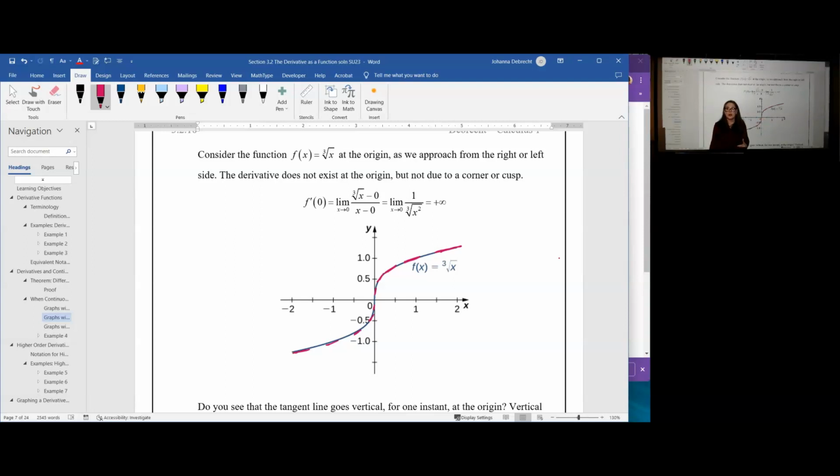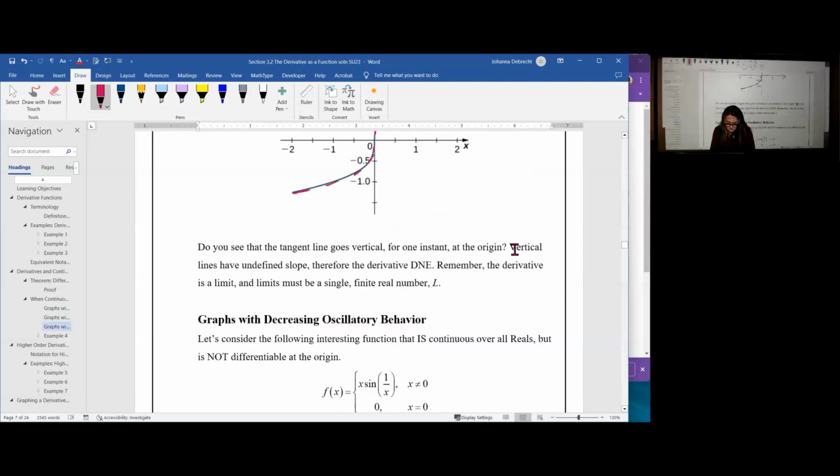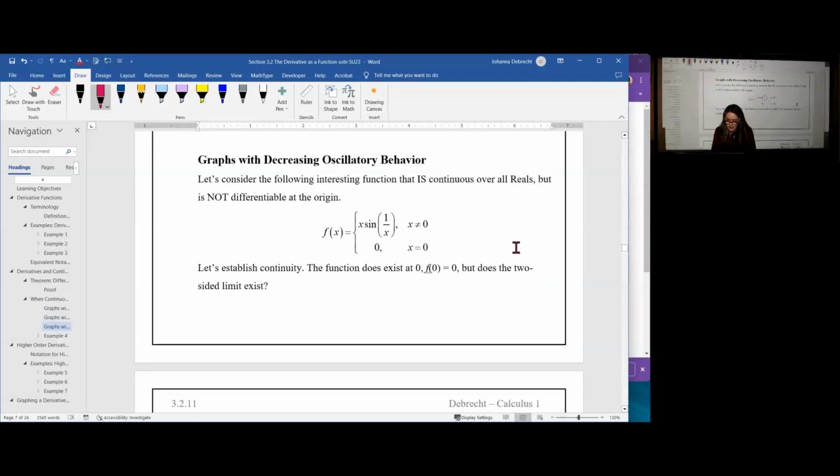And what's the slope of a vertical line? That's right, it's undefined. Undefined is not a finite real number. There's no derivative there. There's another type that occurs less often. We want to take a look at this piecewise defined function.